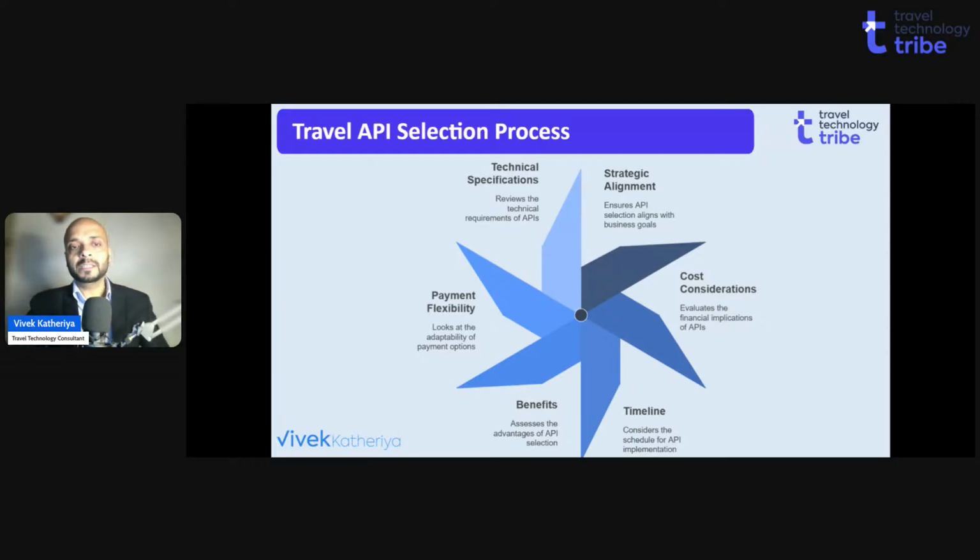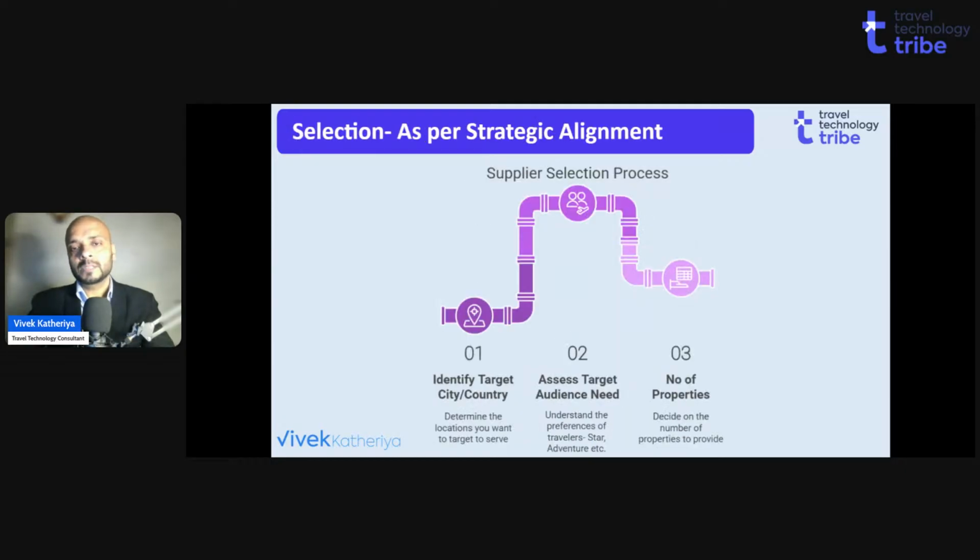The first topic is strategic alignment. In strategic alignment, as a selection process, there are 3 points which I've understood. The first is, what is the target market in terms of city and country you are thinking to target. Of course, if you're targeting the Europe market, the Middle East, or maybe the Indian market, as a strategy of your travel business, the supplier you select should have the contract and major contract from that particular country.